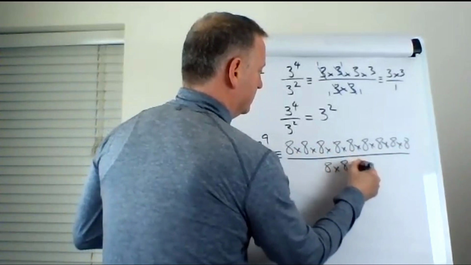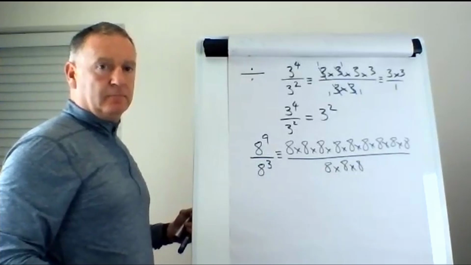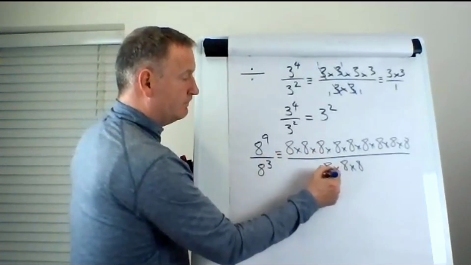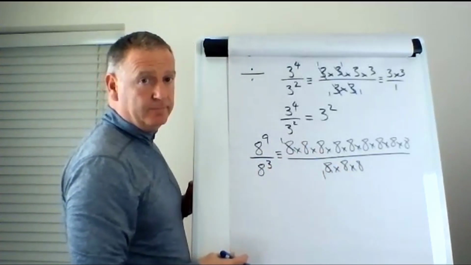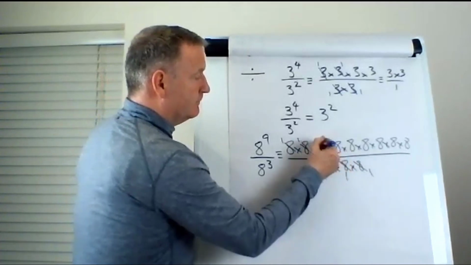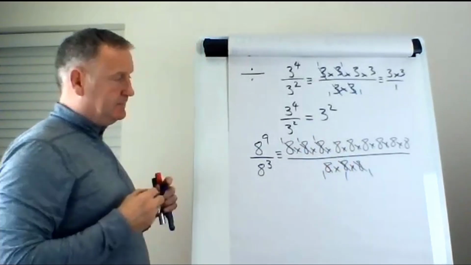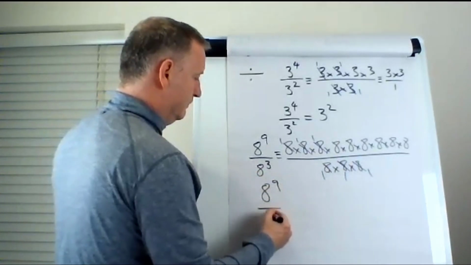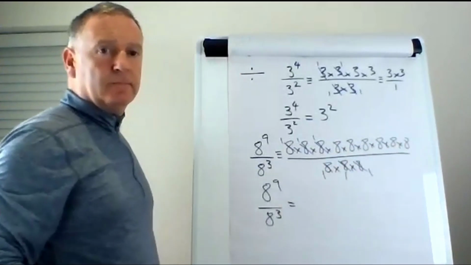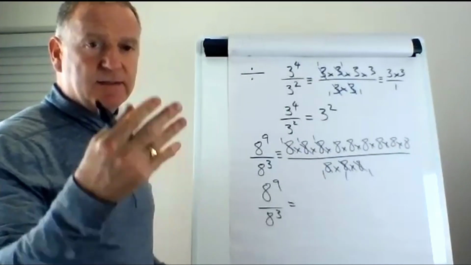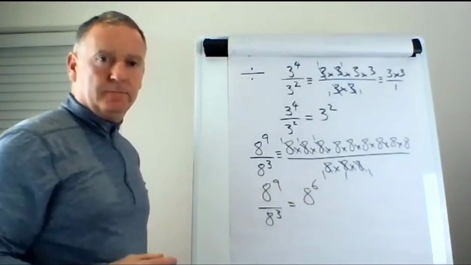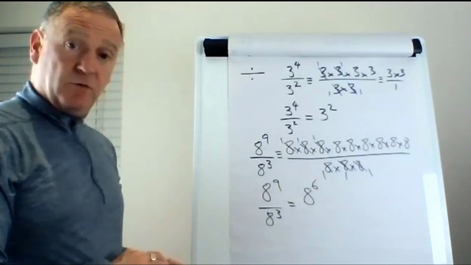Can you see any common factors? 8. This one with that one. Can you see any more? 8. This one with this one. Can you see more? What's that, Seamus? Eight, eight, eight, eight, eight, eight. Yeah. Okay. You ready then?